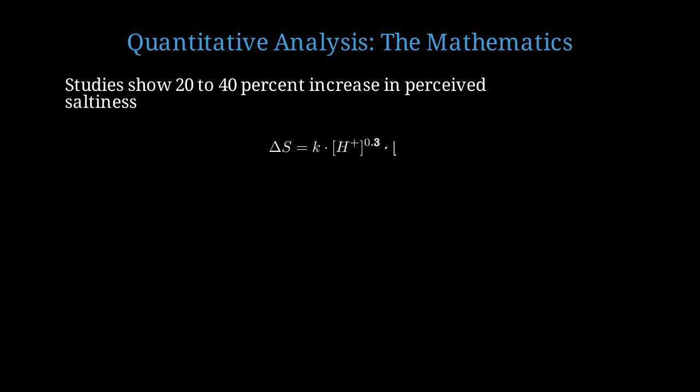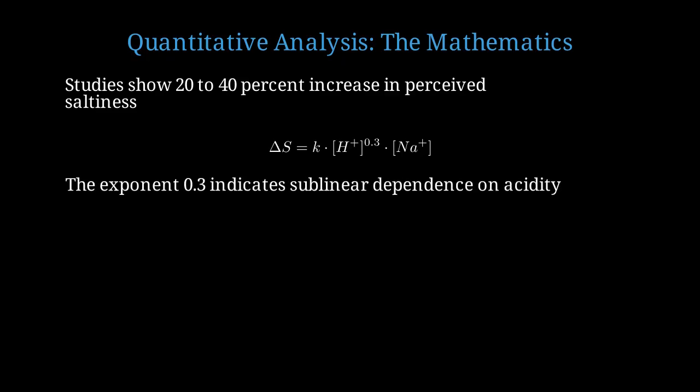The change in saltiness intensity can be modeled empirically as delta S equals K times the hydrogen ion concentration to the 0.3 power times the sodium ion concentration, where K is an empirical constant. The exponent of 0.3 indicates that the effect has a sublinear dependence on acidity. Doubling the acid concentration doesn't double the amplification.